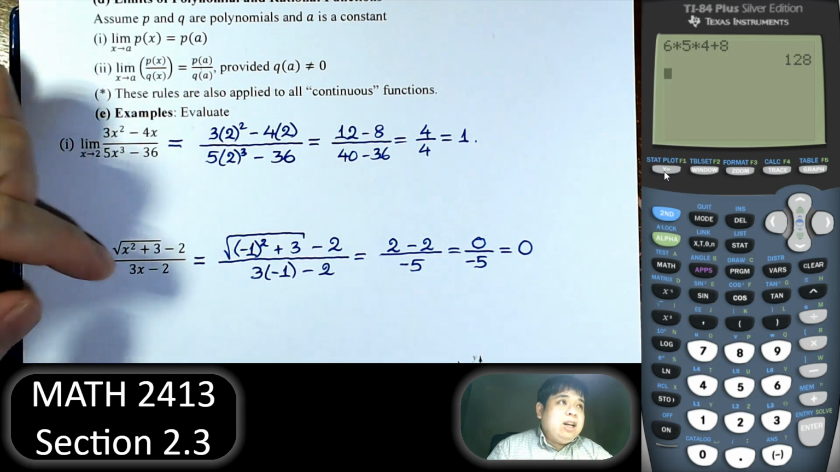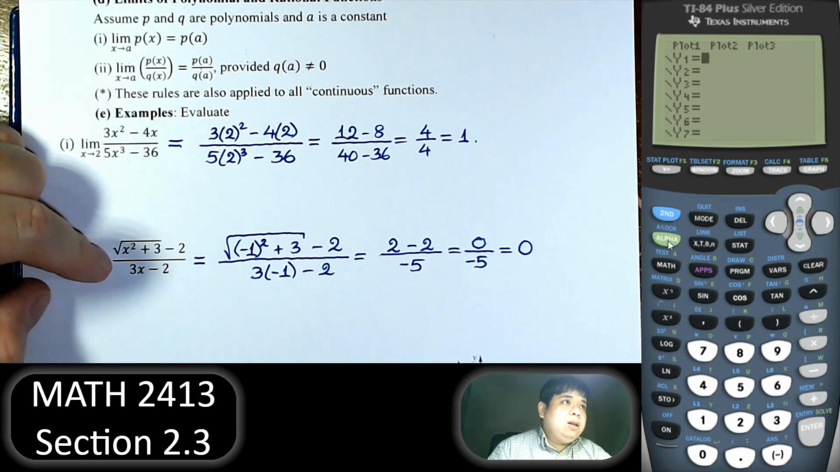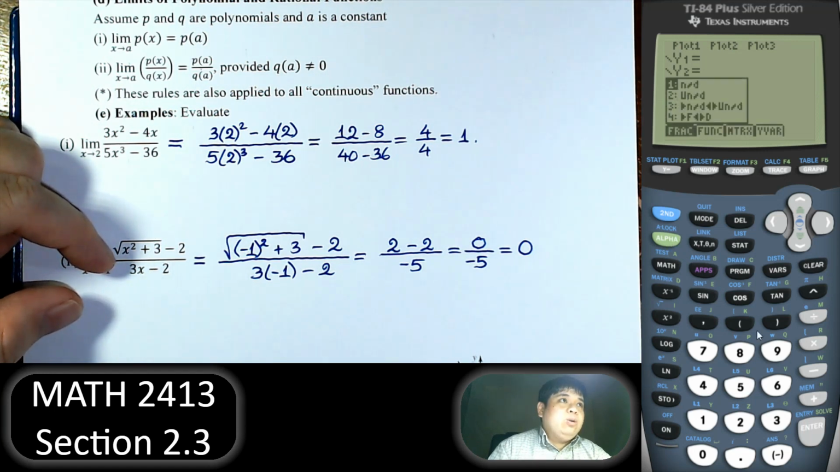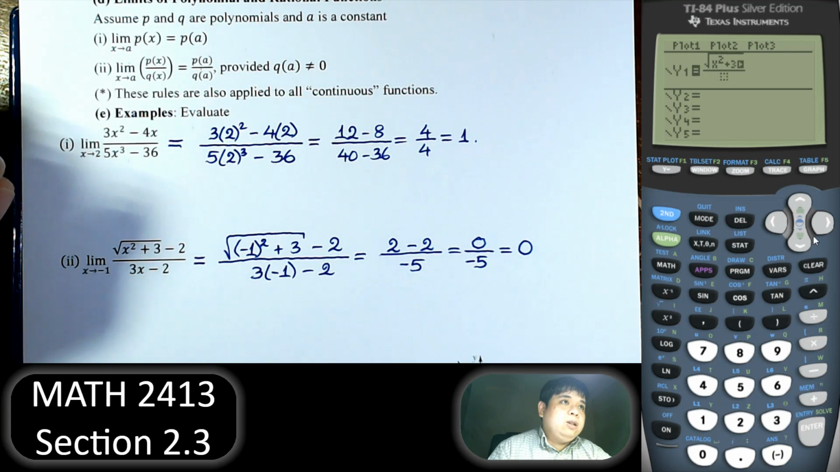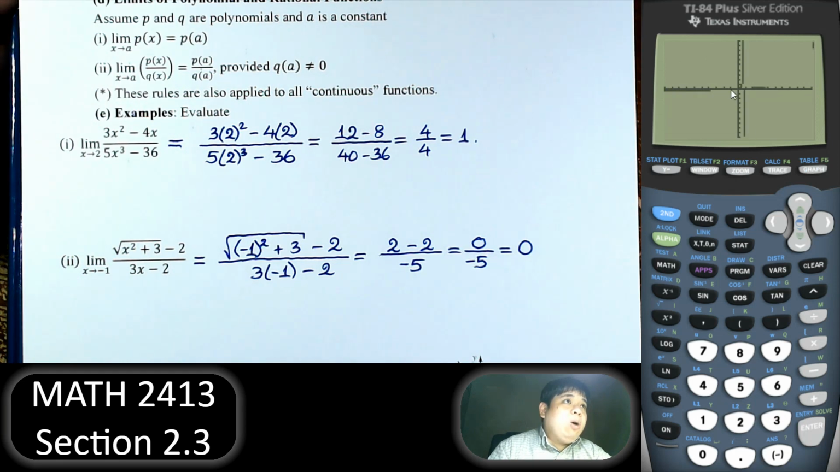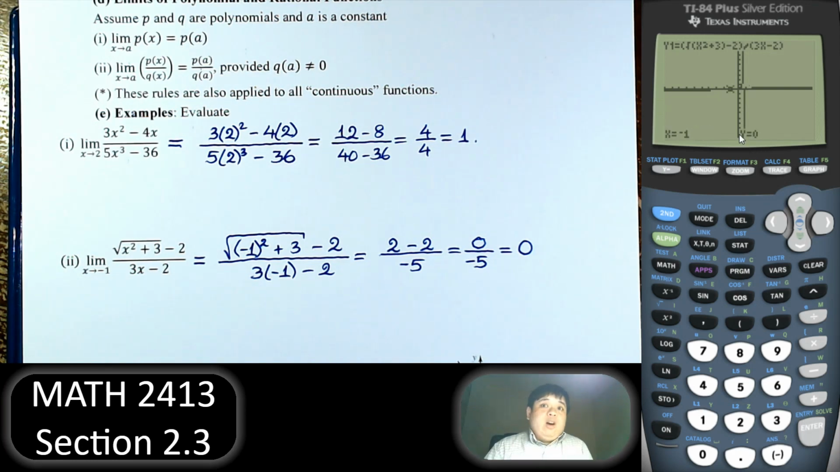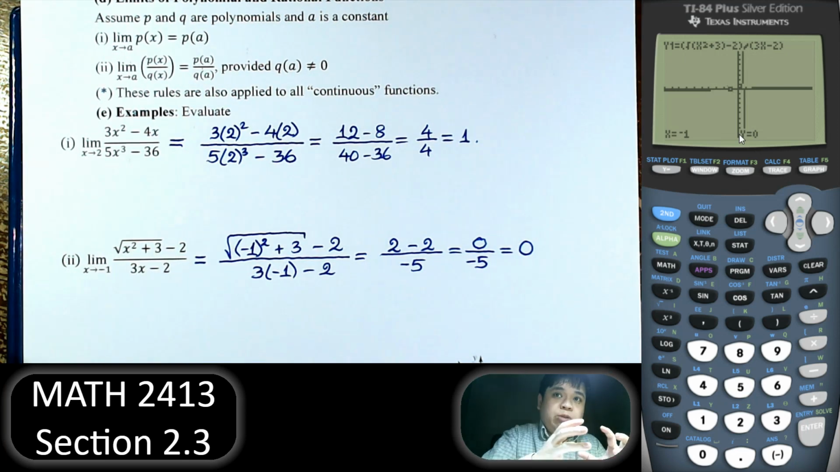Of course, we can just graph this and see the limit. If we want a fraction, Alpha, y equals, that gives us a fraction. And we have square root of x squared plus 3, minus 2, over 3x minus 2. We see the graph, and when x is -1, it looks like that's going to be here. Yeah, kind of difficult to see though. Remember, actually, when x equals -1, y equals 0. Yeah, because the function is defined, and these are the kind of functions where we can just take the value of the function as the limit.